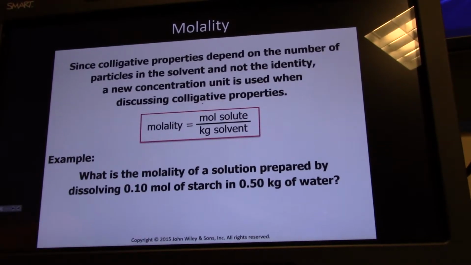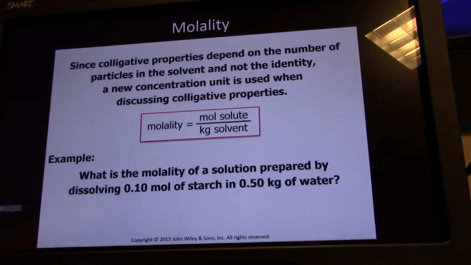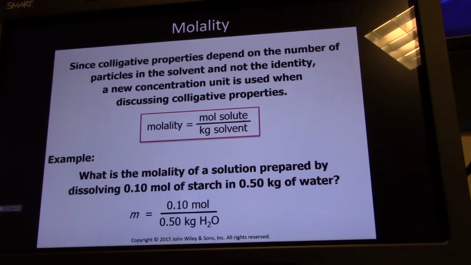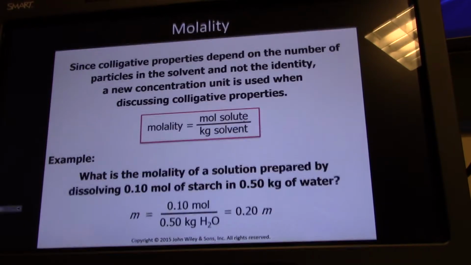When we deal with that, we need to work with molality, which is like molarity, except instead of liter solvent or liter solution, it's kilogram solvent. And it's signified by a small m. So what is the molality of a solution prepared by dissolving 0.1 moles of starch in 0.5 kilograms of water? 0.2 molal, and this is signified by an italic small m for molality, which is different than molarity.